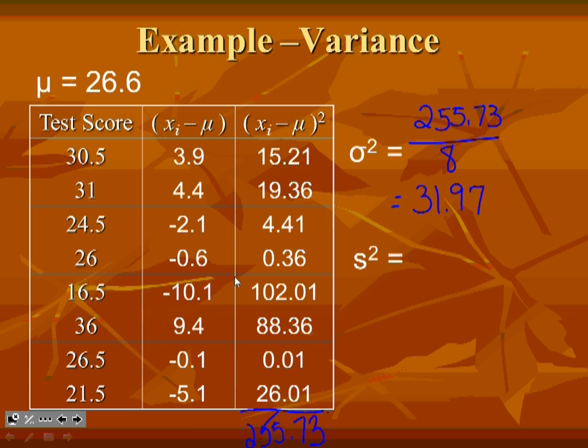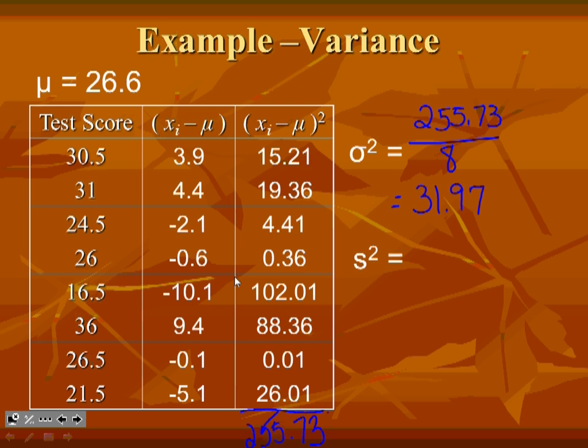Now, you'll notice that there is also an option here for s squared, which is the sample variance. Under normal circumstances, we would have either a population or a sample, and we would calculate one or the other. But to save time, we're going to use the same information and calculate both, just so we can see the differences between the two.